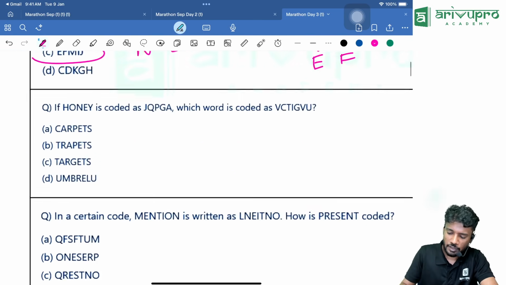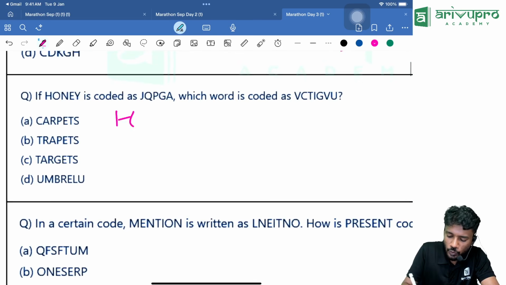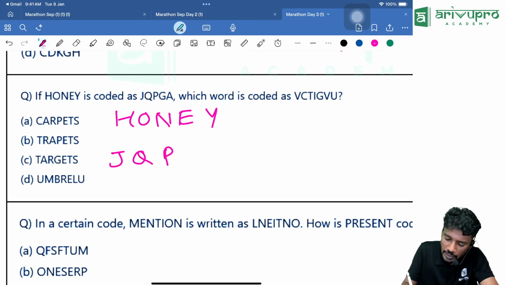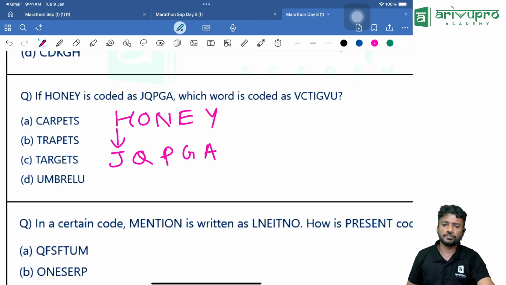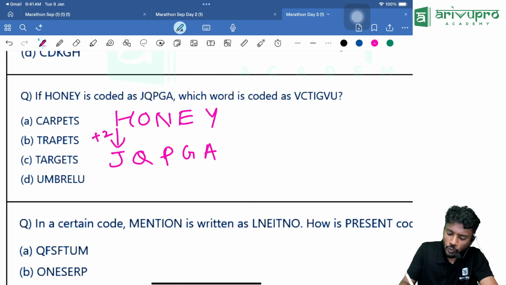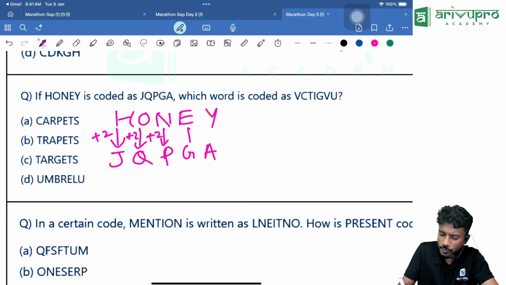Next question. HONEY is coded as JQPGA. So, H plus what is J? H plus 2. O plus 2 is Q. N plus 2 is P. E, F, G. That means plus 2.